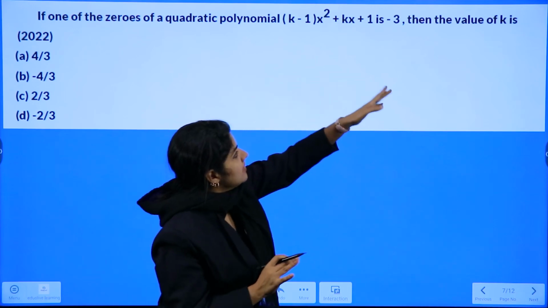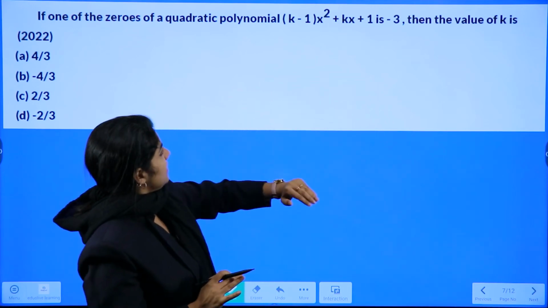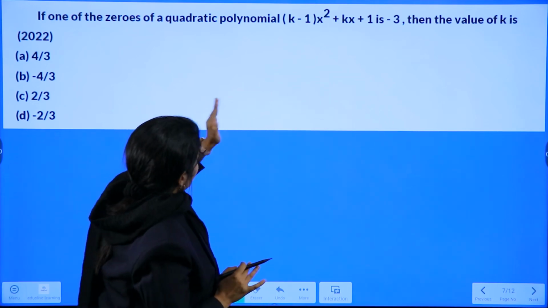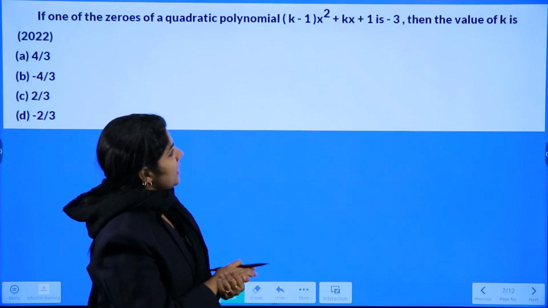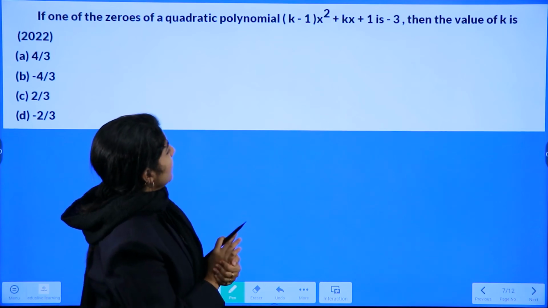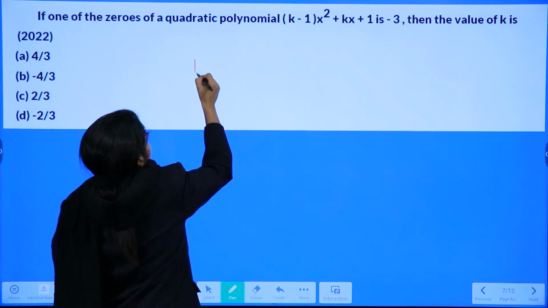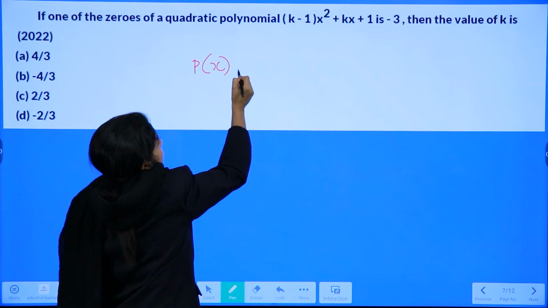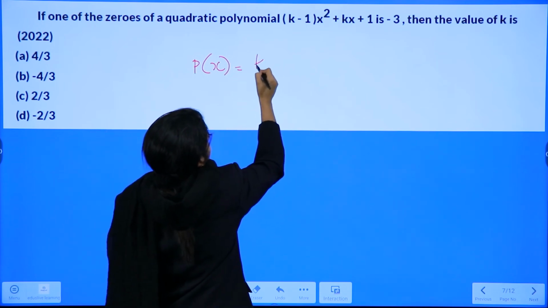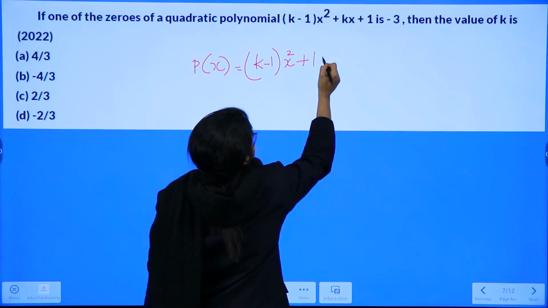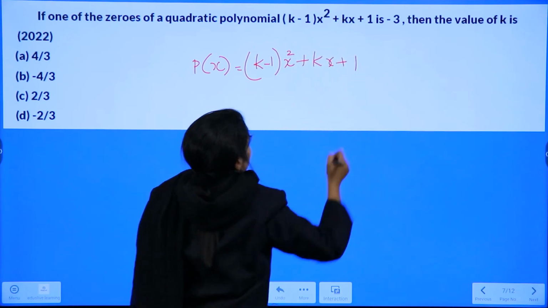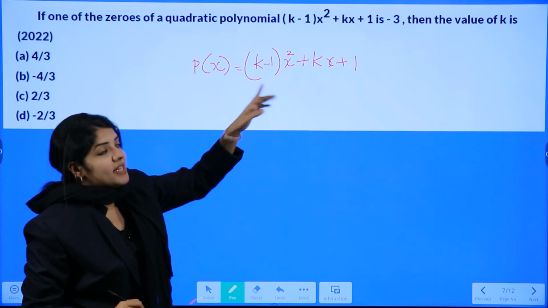So the value of x is given as minus 3. That means in this question one of the zeros is given as minus 3. We have to find the value of k. So that means we can write, let p of x is equal to k minus 1 x square plus kx plus 1, and the zero is given as minus 3.